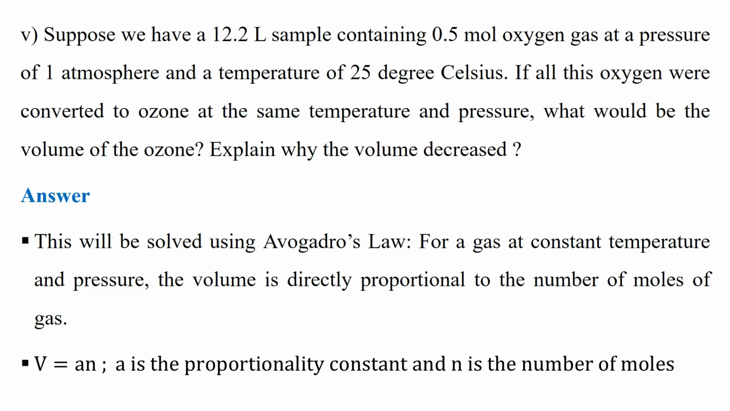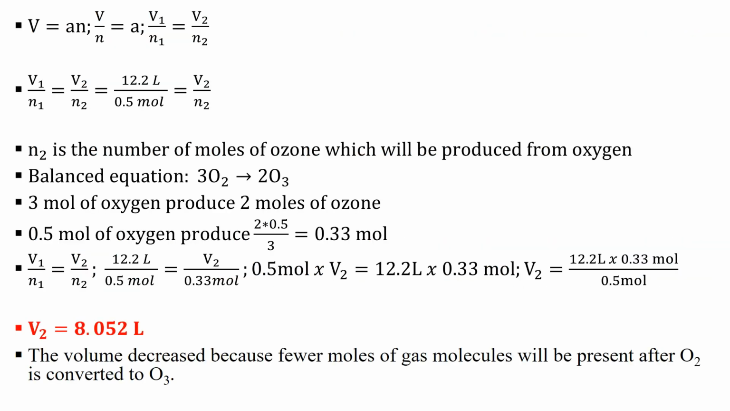Because we are dealing with the number of moles and we have the other parameters, temperature and pressure, which are constant, in that case you can use Avogadro's law. For a gas at constant temperature and pressure, the volume is directly proportional to the number of moles. So that means that V is equal to a times N, where a is the proportionality constant. Then we can arrange the formula. That means that V over N is equal to the constant, and that means that V1 over N1 equals V2 over N2.